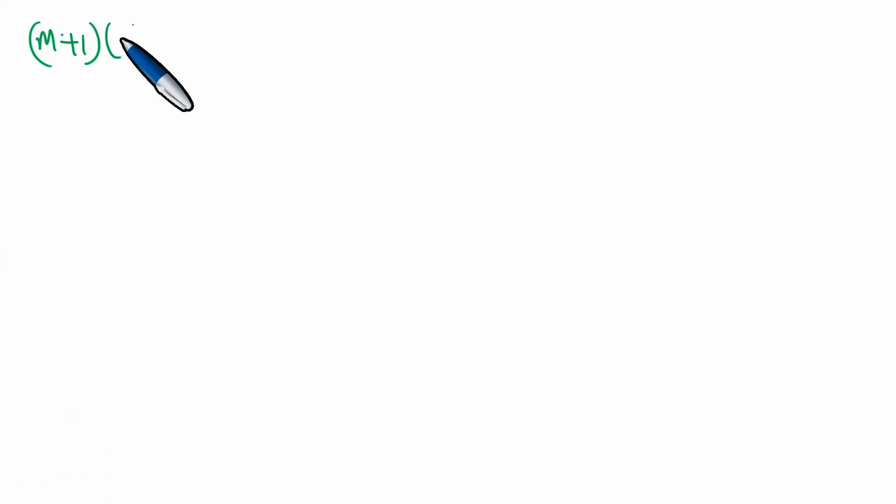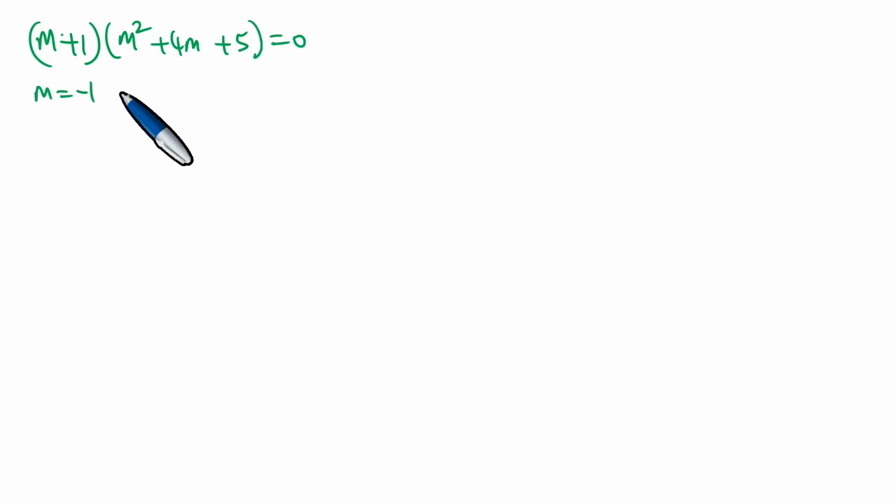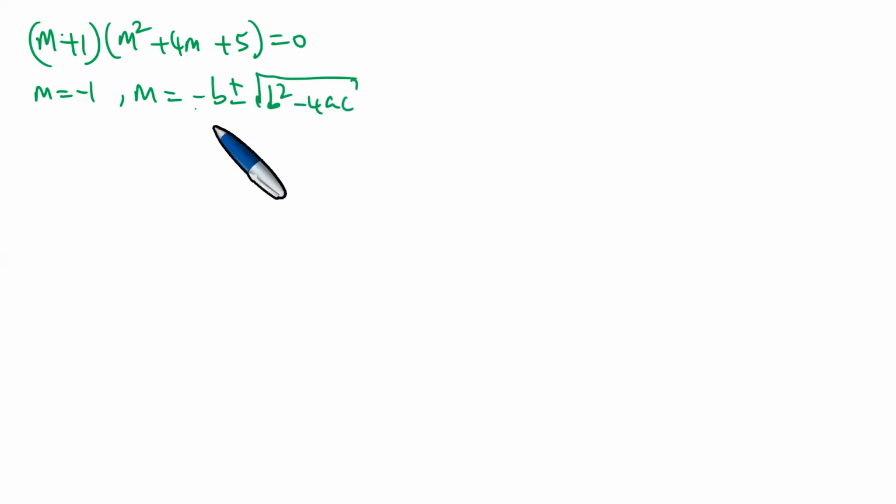M squared plus 5 equals 0. So m equals that, and this one is a quadratic. So we're going to use minus b plus or minus the square root of b squared minus 4ac, all over 2a.